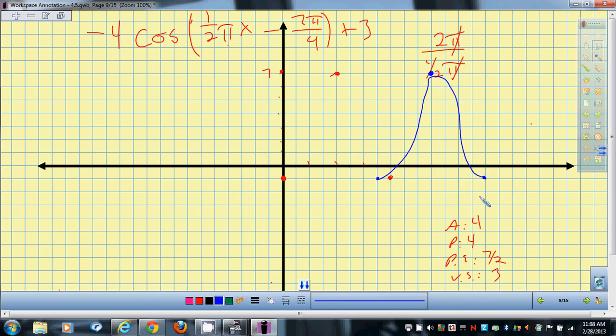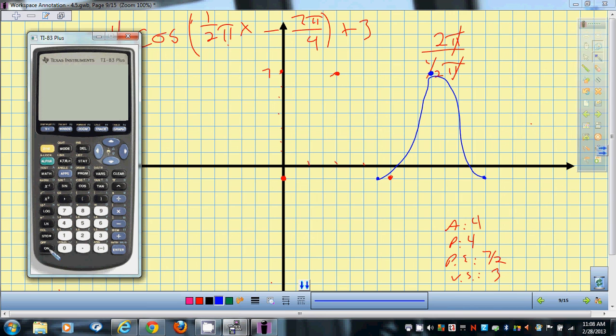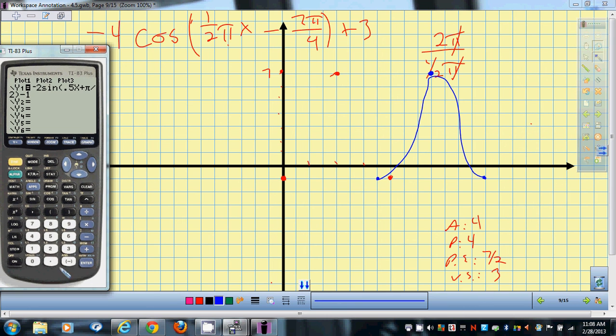Okay. This was the horrible one that Blake thought up in his feeble noodle. -4 cosine 1/2 pi minus, I'm going to have to use fraction for this one, 7 pi over 4, close parentheses, plus 3. Am I missing anything? Touche. Wouldn't make any sense without an x value. Second, insert x. Thank you.